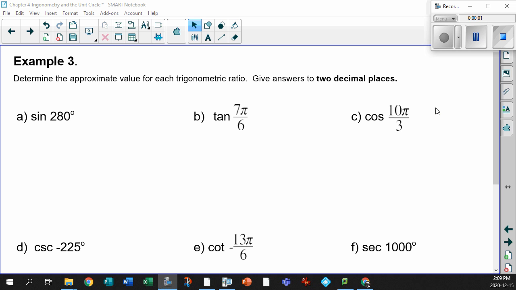Having fun yet? Let's go do these. These are really cool. Now that you know everything, watch how fast these are going to fly. Okay, so first things first, sine of 280 degrees.